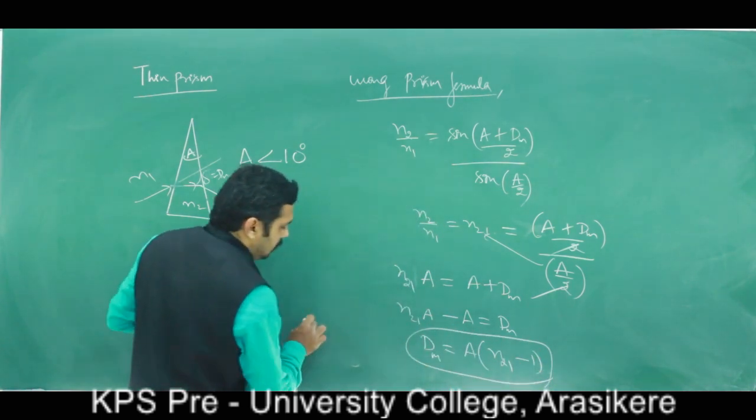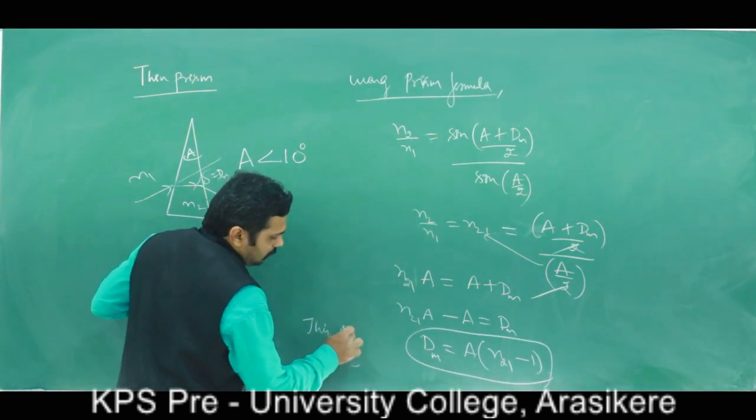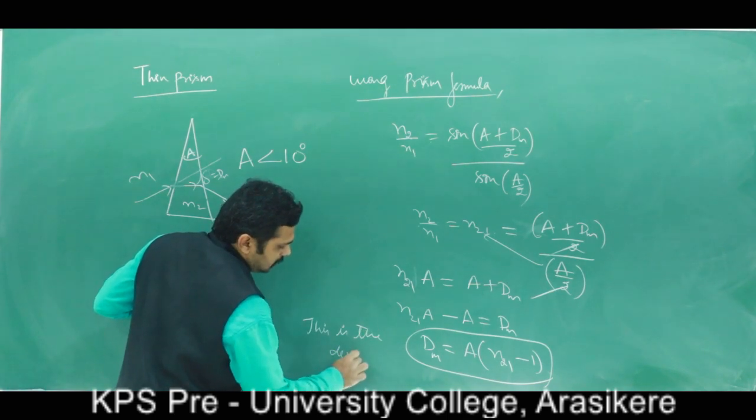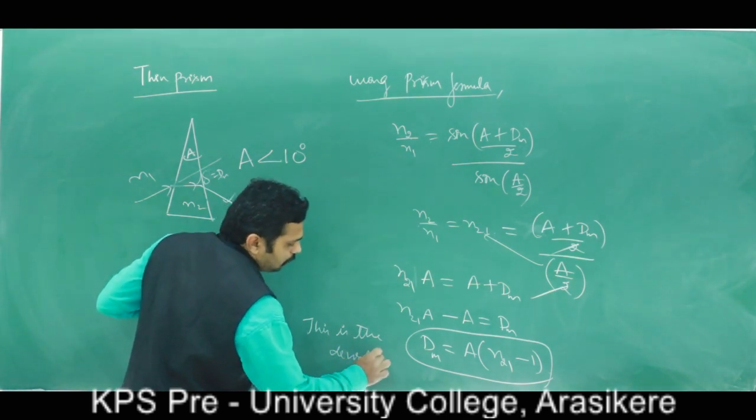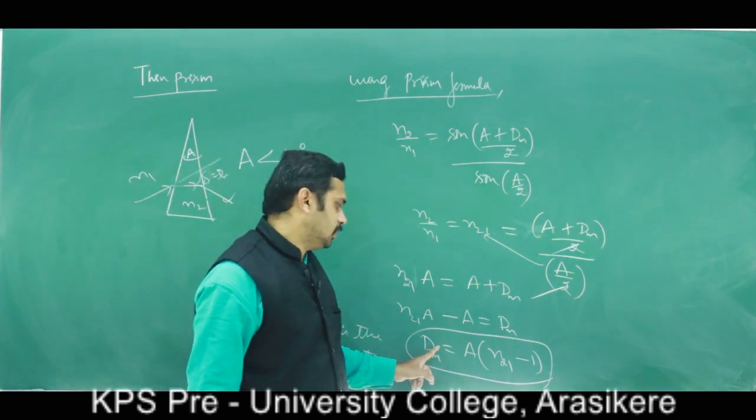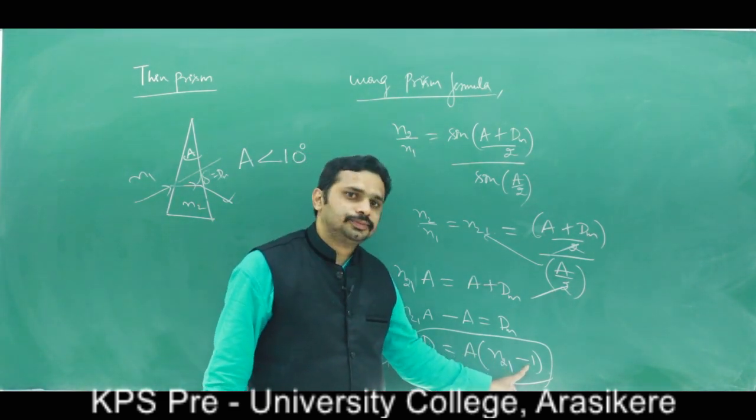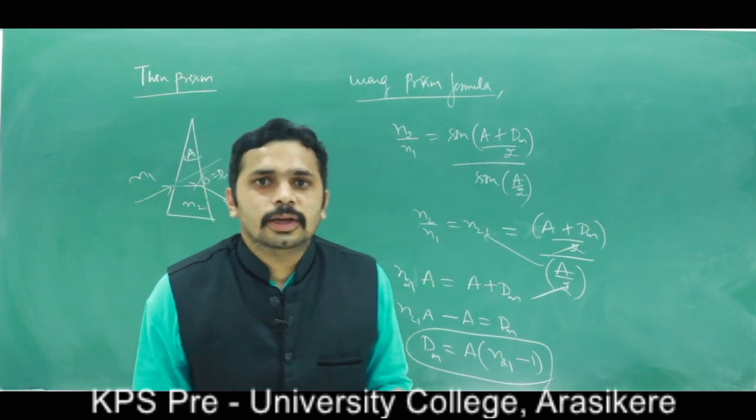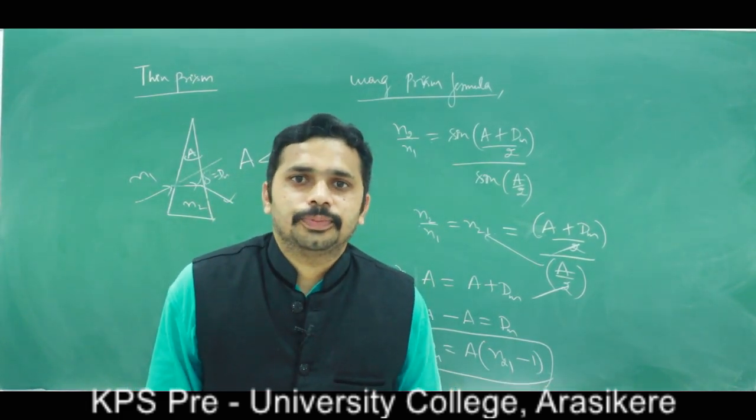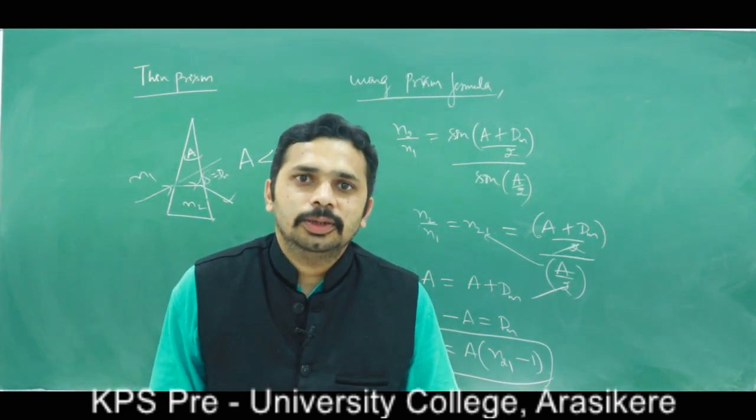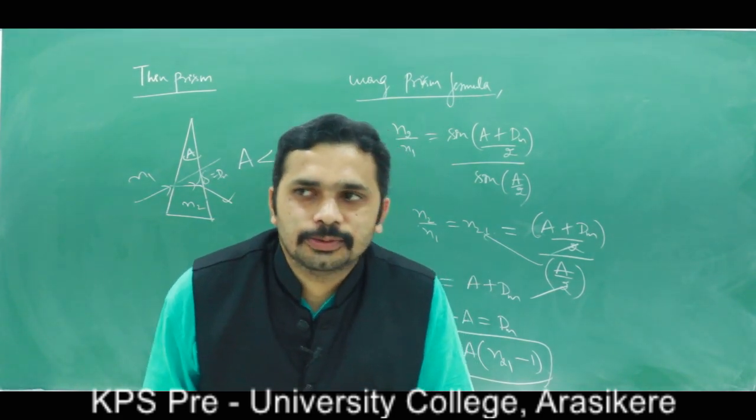This is the deviation produced by a thin prism. This is the formula: Dm is equal to A of (n21 minus 1). That's why from this expression we calculate the deviation produced by a thin prism. Thank you.